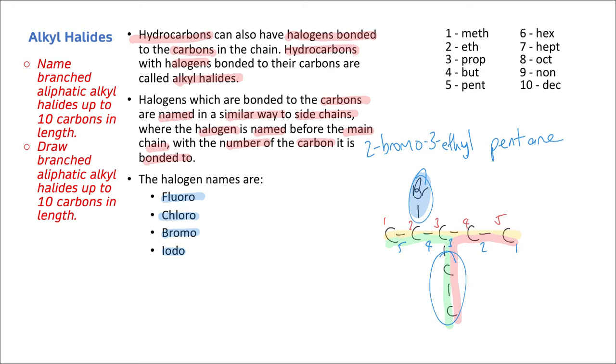Therefore, you don't really need to put the 3 there, but you're not going to get penalized if you put the 3 there anyway. So it's a 2-bromo-3-ethylpentane, and that's that substance there.